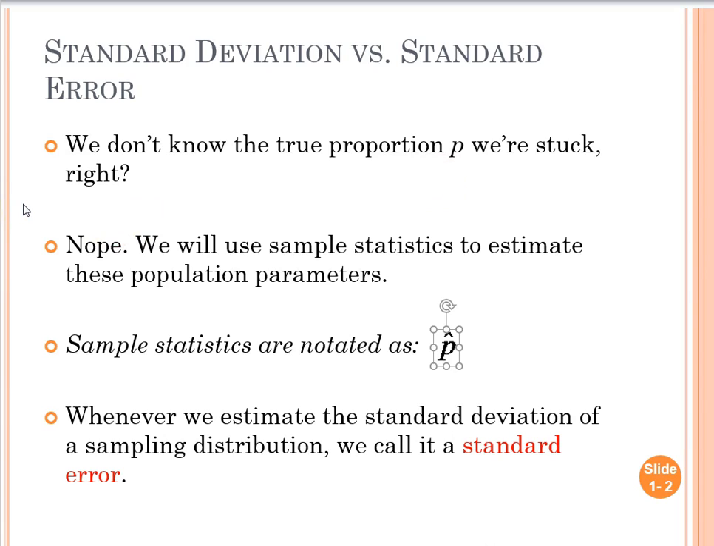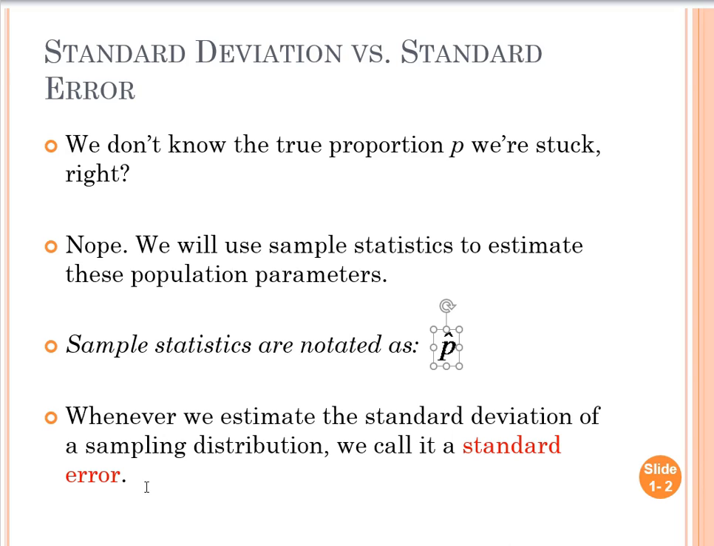Oftentimes, we don't know the true proportion of a population because it's too difficult to sample the whole population. So instead, we use the sample statistics. And sample statistics are denoted with a hat. So you can see here and in other problems, we notate that sample with a hat over the P. When we use this sample proportion to construct the standard deviation, it's actually just an estimate of the standard deviation. We don't know what the true standard deviation is.